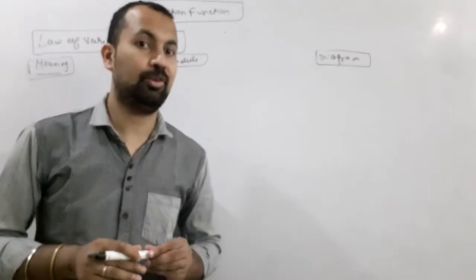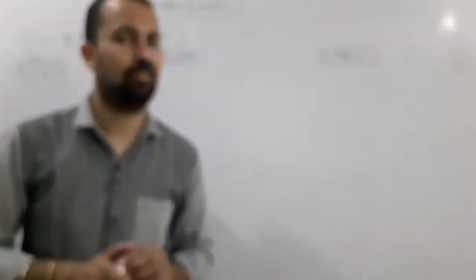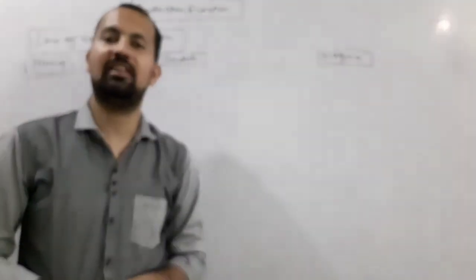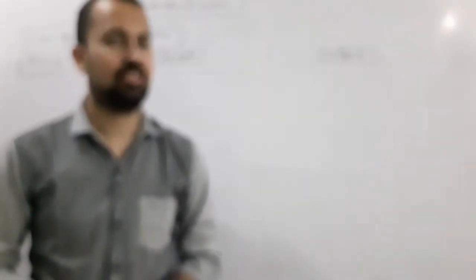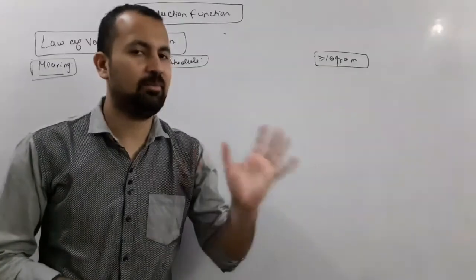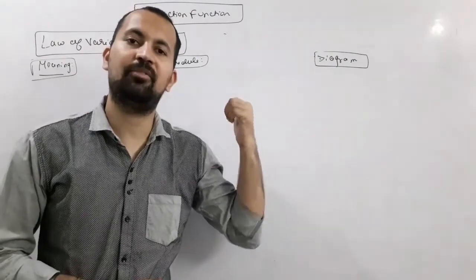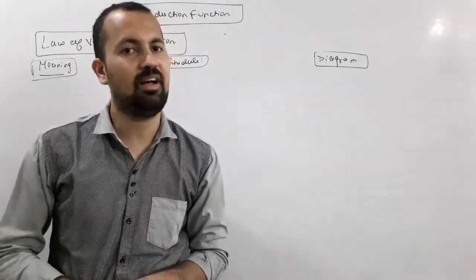This is the most important question that generally comes in your exam. The question is, explain the law of variable proportion. But the question comes like this: explain the law under which some factors are fixed while some are variable. It means this is the law under the short time period. Short time period means some factors are fixed and some are variable.